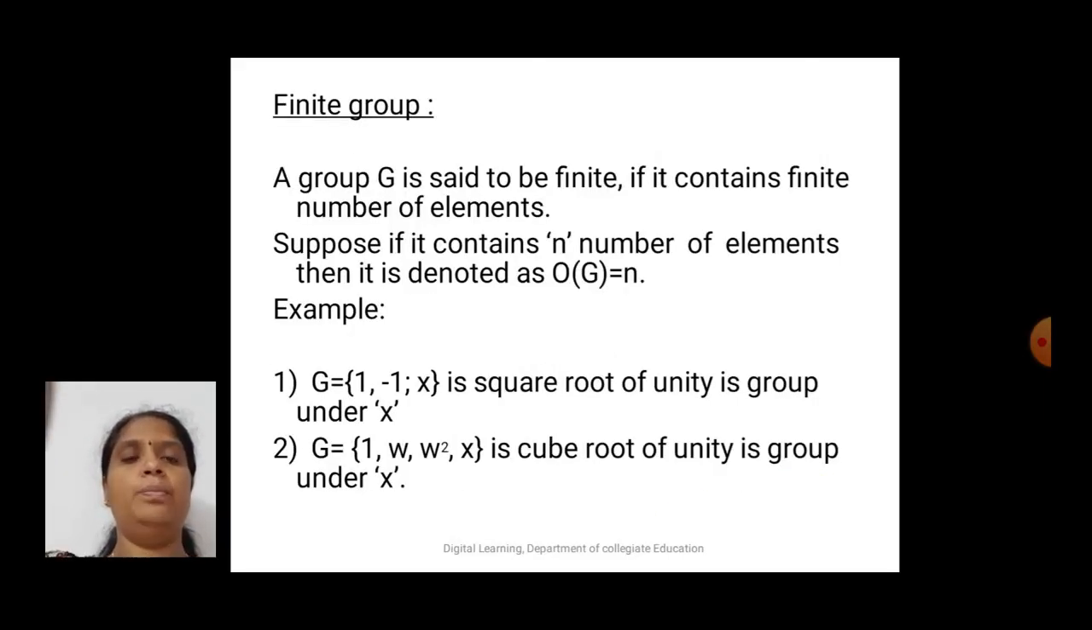Then finite group. A group G is said to be finite if it contains a finite number of elements. So the group has to have a finite number of elements present in it. Example: G is equal to {1, minus 1} under multiplication is the square root of unity. Second example: G is equal to {1, omega, omega square} under multiplication is the cube root of unity. Suppose it contains n elements, then it is denoted as order of G is equal to n.